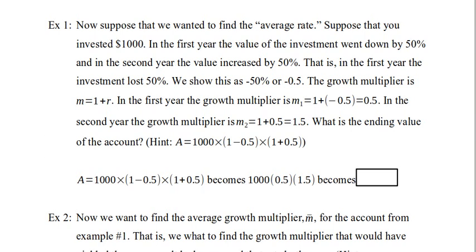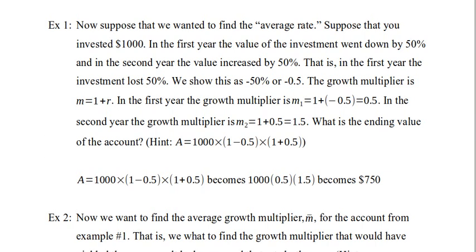Now think about it. We're basically going down by a half, that's giving us $500, and then we're only going up by 50% of that $500. Well, 50% of $500 is $250, so from that low of $500, we're only going up to $750.